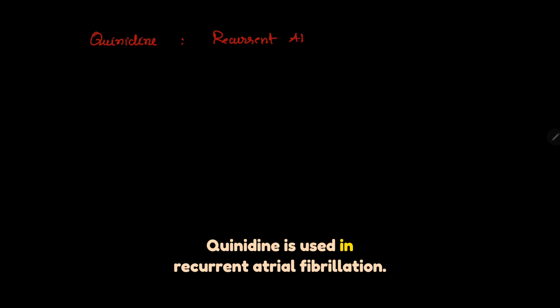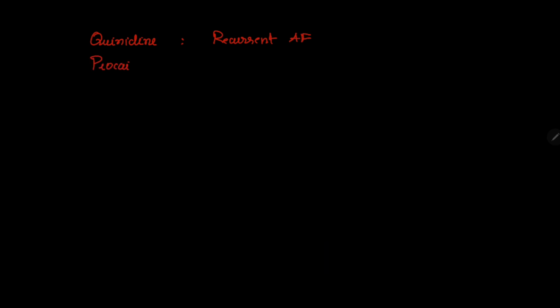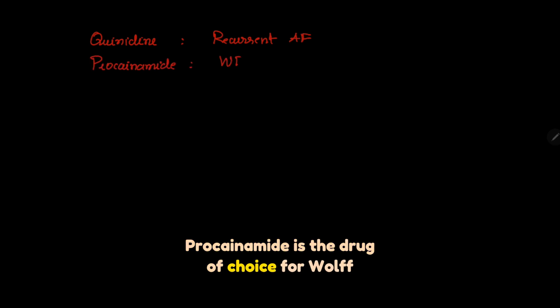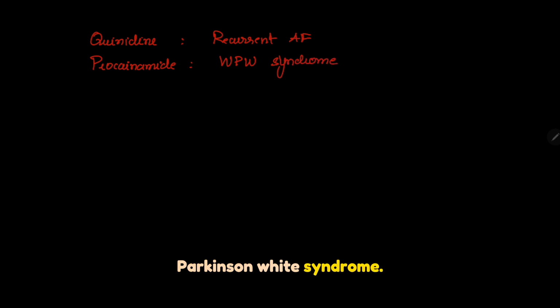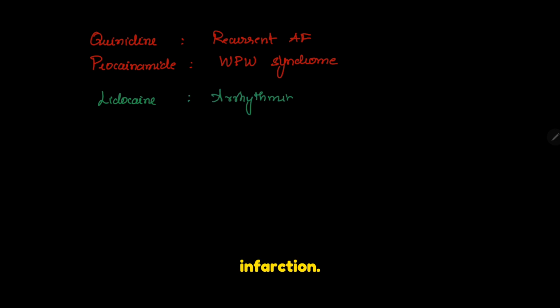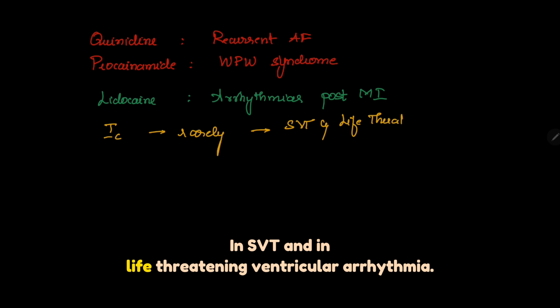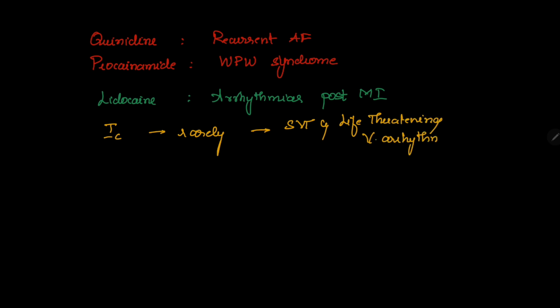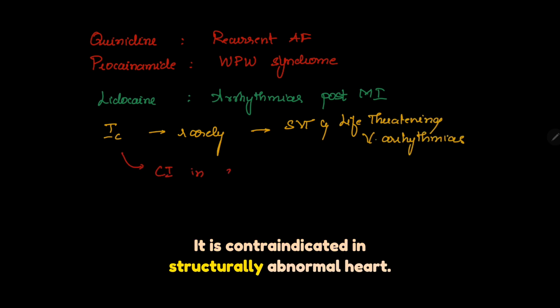Coming to the uses. Quinidine is used in recurrent atrial fibrillation. Procainamide is the drug of choice for Wolff-Parkinson-White syndrome. Lidocaine is used to manage arrhythmias post-myocardial infarction. Class 1C is used rarely in SVT and in life-threatening ventricular arrhythmia. It is contraindicated in structurally abnormal heart.